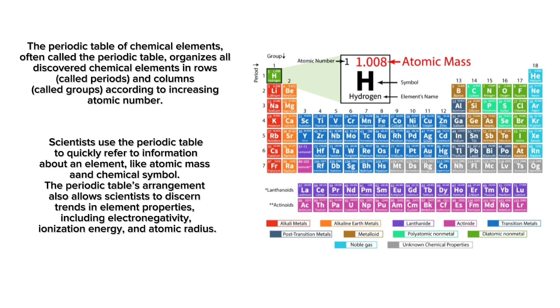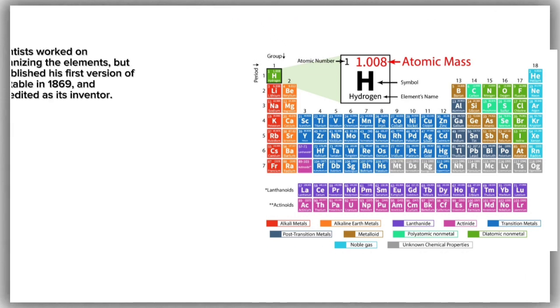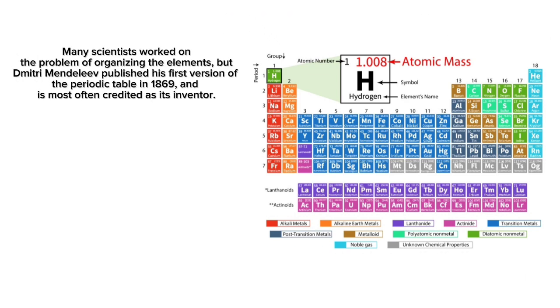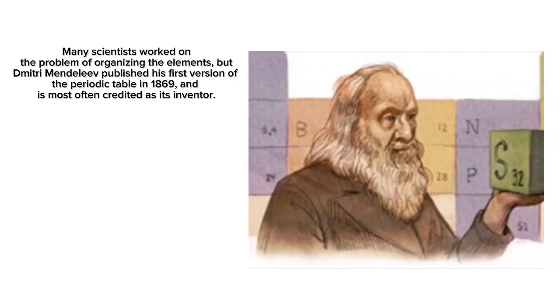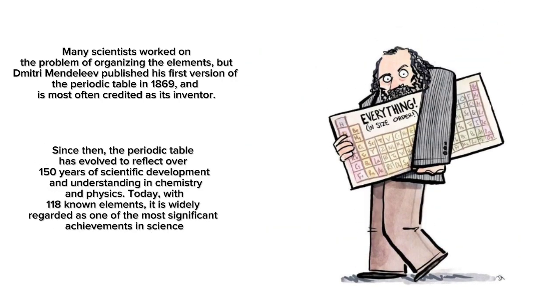The periodic table arrangement also allows scientists to discern trends in elements' properties, including electronegativity, ionization energy, and atomic radius. Many scientists worked on the problem of organizing the elements, but Dmitri Mendeleev published his first version of the periodic table in 1869 and is most often credited as its inventor. Since then, the periodic table has evolved to reflect over 150 years of scientific development in understanding chemistry and physics. Today, with 180 known elements, it is widely regarded as one of the most significant achievements in science.